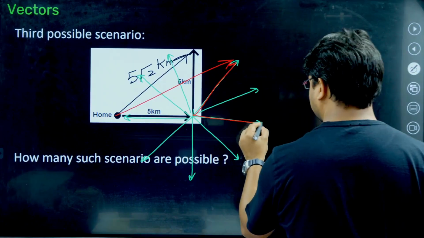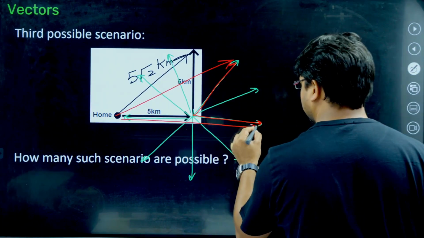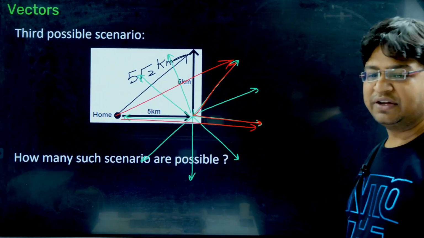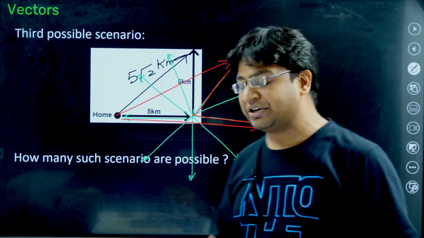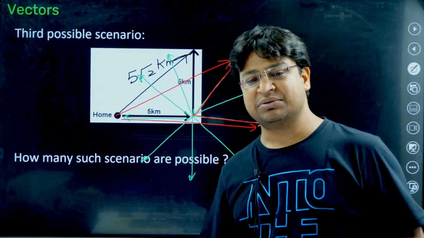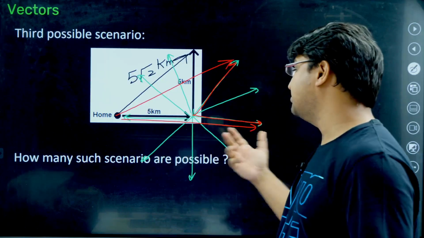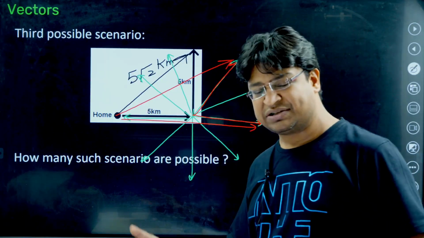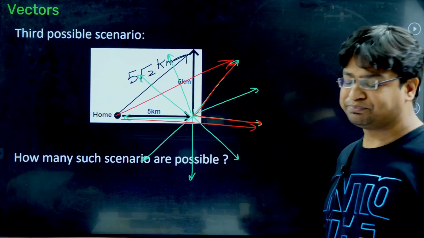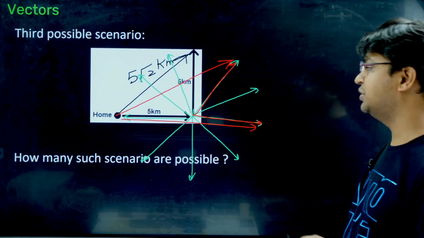If this was the direction that Rahim chose, then this would be the answer, and so on. So the answer will vary. And with this consideration, can you possibly tell me what is the minimum answer that we are expecting and what is the maximum answer that we are expecting? Can you tell that, guys? If you can, well and good. If you can't, no worries, let's continue. We'll talk about it later on.